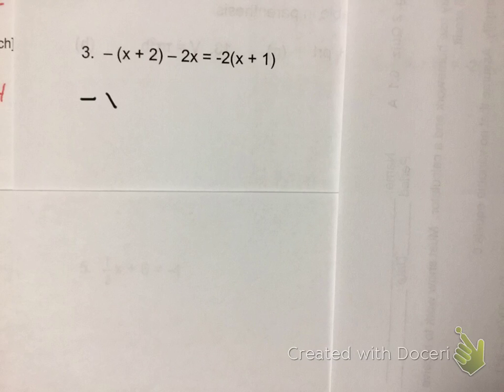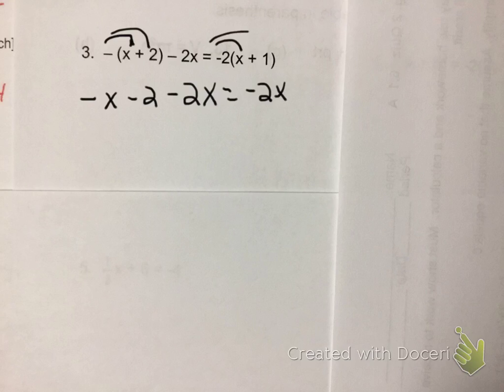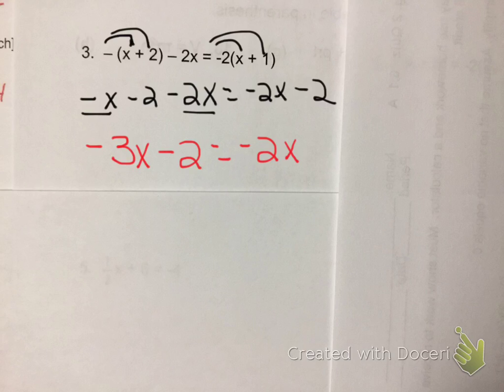For number 3, we need to do the distributive property. Make sure that you distribute the negative, and when you distribute the negative, it changes the sign of everything in that parentheses. Next step is to combine like terms. We're going to combine the negative x and the negative 2x to get negative 3x.